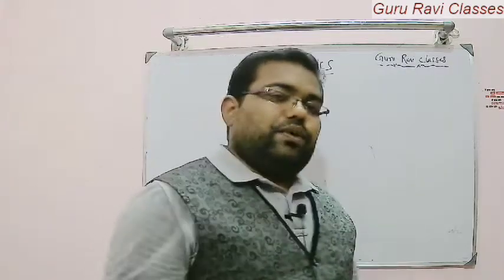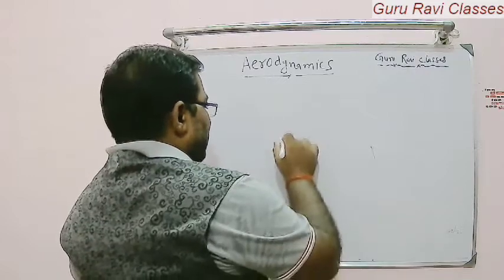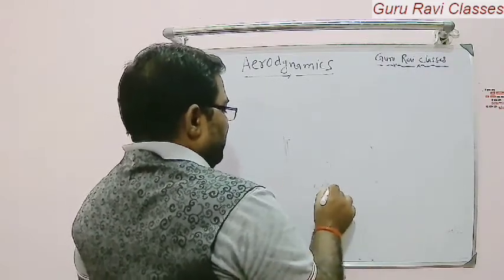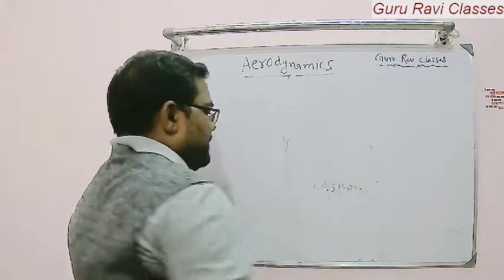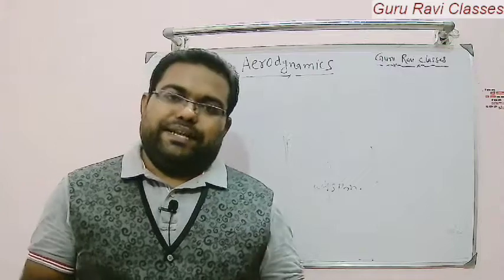Now next thing is, what is the wing span basically? So wing span is nothing but from one wing tip to another wing tip. This total distance is known as wing span. Wing span is the distance from one wing tip to the other wing tip. This is known as wing span.